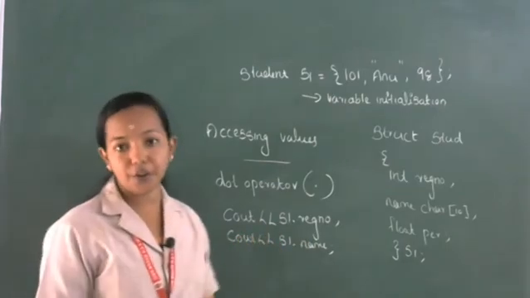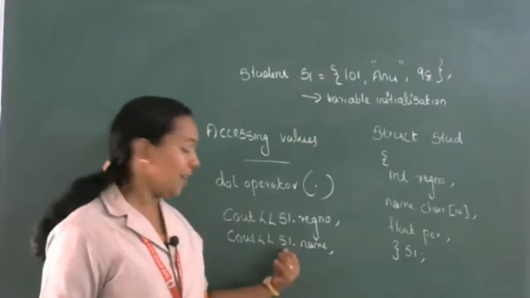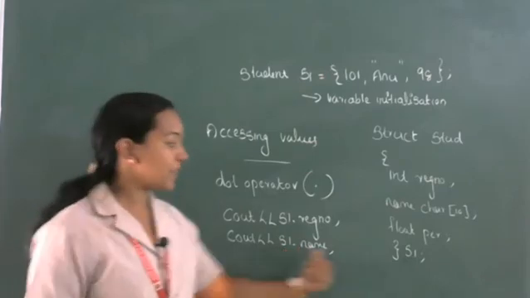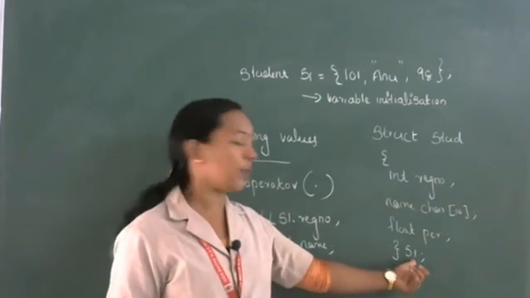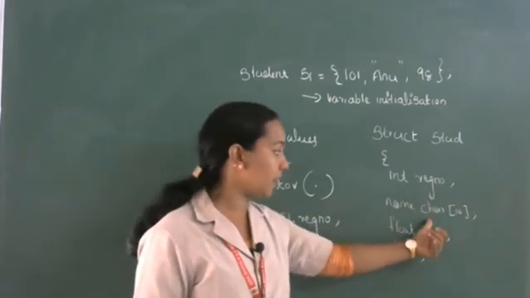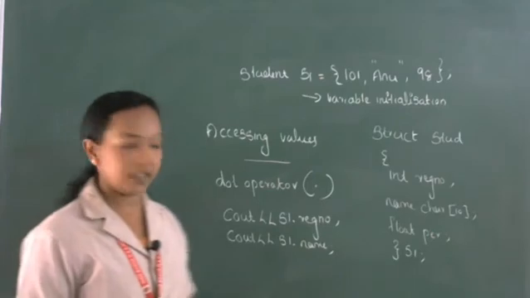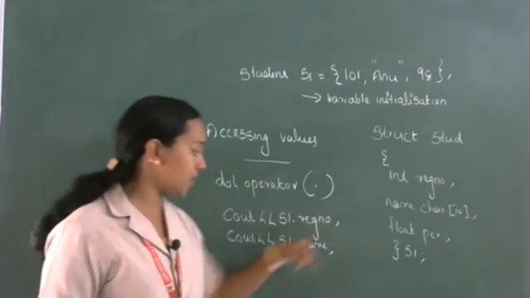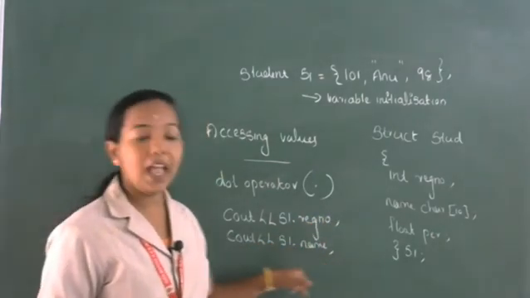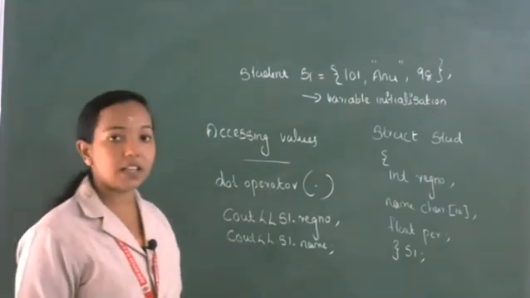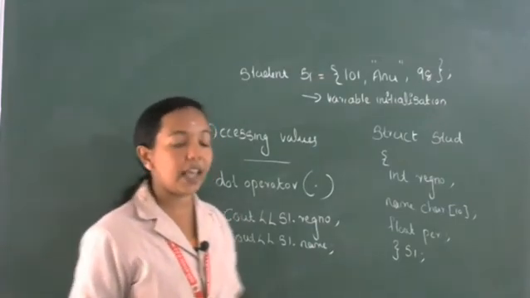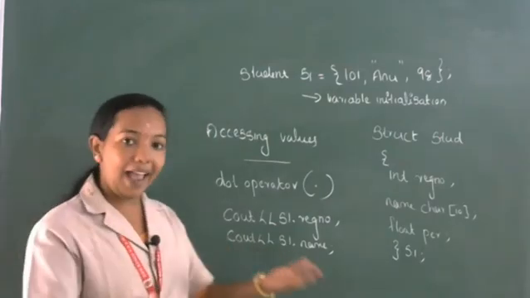Before the dot operator, you want to mention the structure variable name. Structure variable S1. The same variable we can use for accessing values from register number, char and also percentage: S1 dot register number, S1 dot name and S1 dot percentage, like that. Okay, so these are the methods for accessing elements.